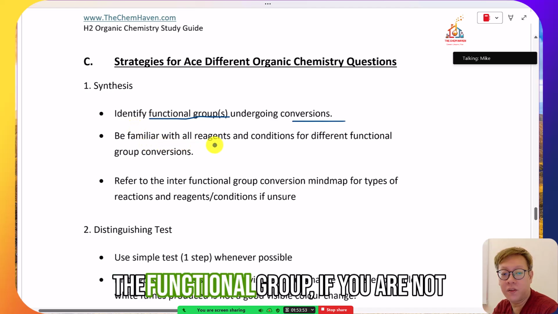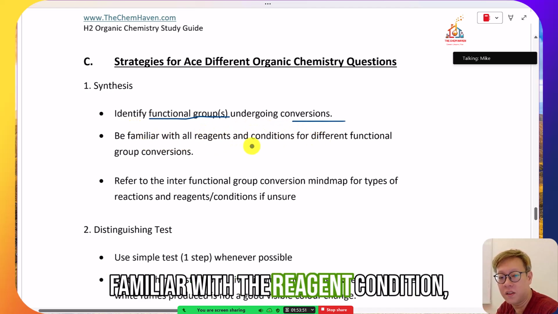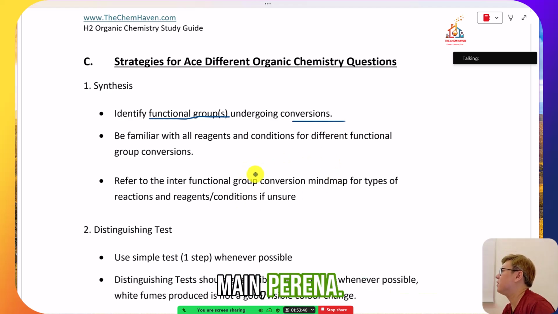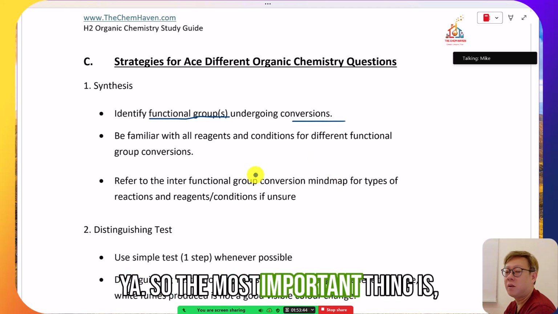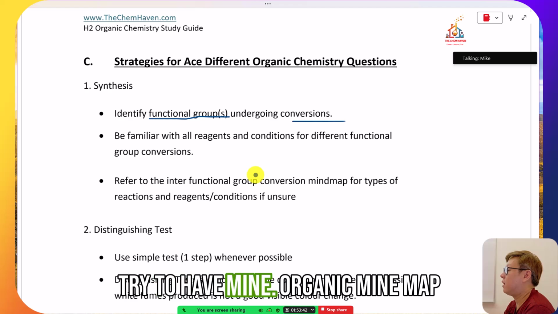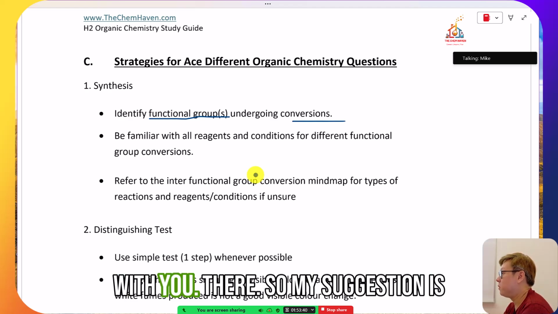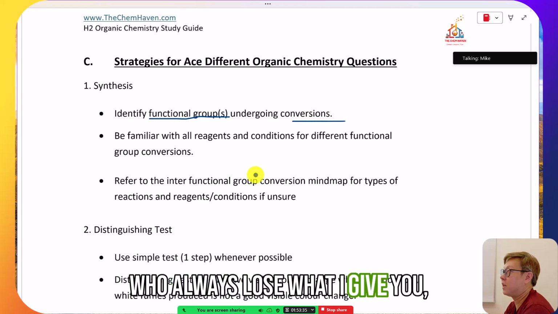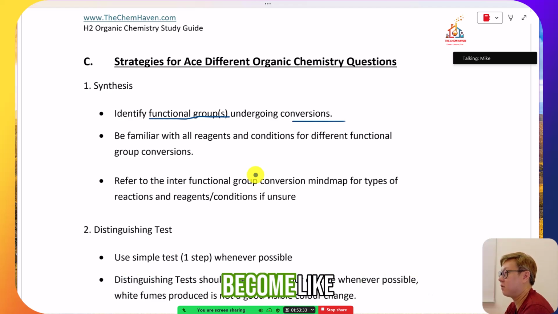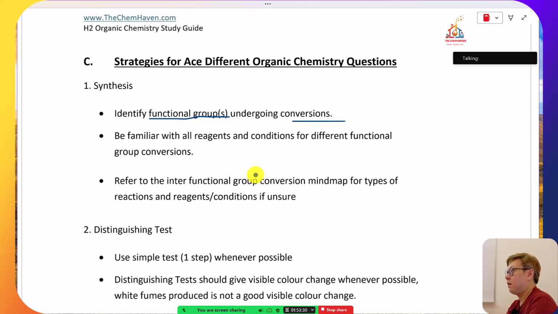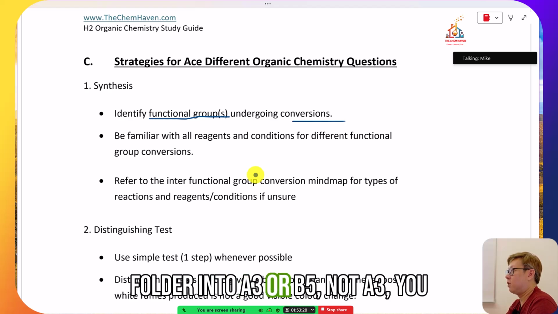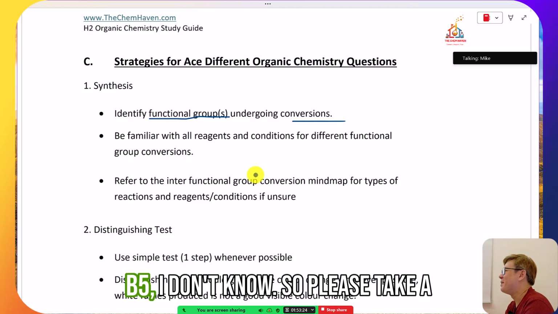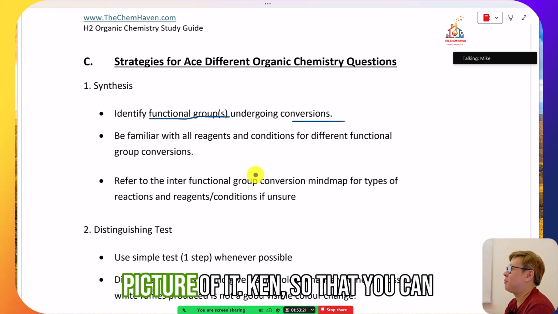After you identify the functional group, if you are not familiar with the reagent and condition, it's fine. You can refer to my mind map. The most important thing is to try to have my organic mind map with you. So my suggestion is this: if you are the type of student who always loses what I give you, because hard copies always get lost or folded, then please take a picture of it, can?